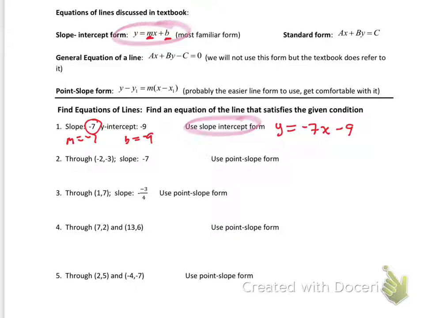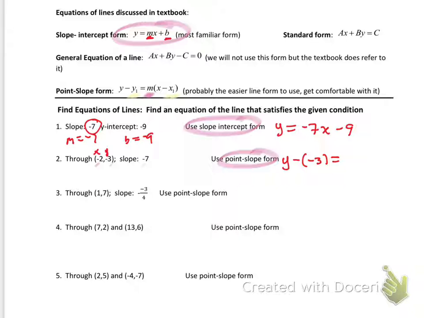In the next one, the suggestion is to use point-slope form. Why? Because they give us the point and they give us the slope. So all I have to do, m is still the slope. In this case, the point gives your x1 and your y1. Just like in the alphabet, x comes first before y, right? So in an ordered pair, the x is the first one. Then plug it in. y minus y1 is -3.